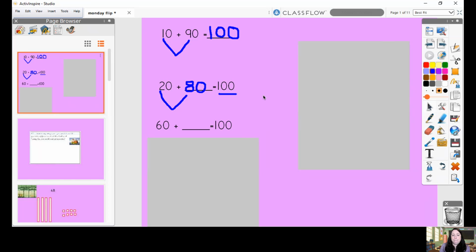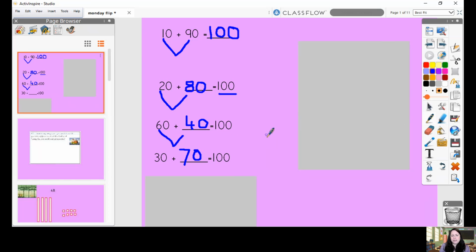Let's have a look at this one. 60 plus something equals 100. I'm looking at this here and I'm thinking, 6 and what makes 10? I say 6, you say... 4. So 60 plus 40 must make 100. Now, 30 plus something equals 100. Think about what goes with 3 to make 10. I say 3 and you say 7. So 30 plus 70 equals 100.